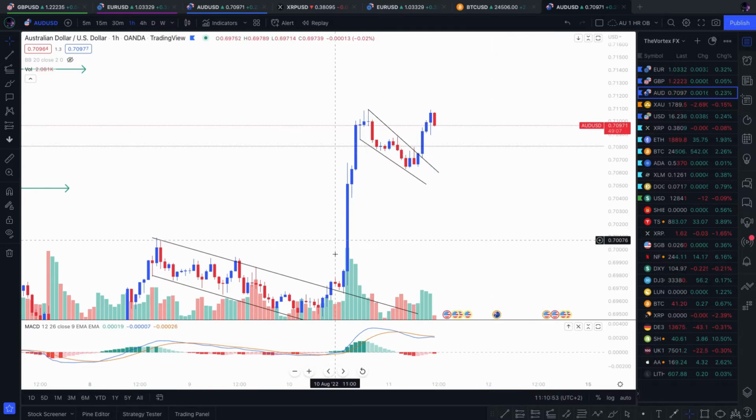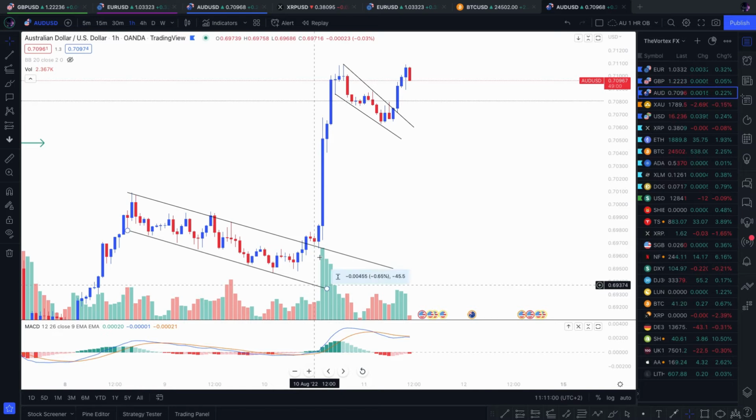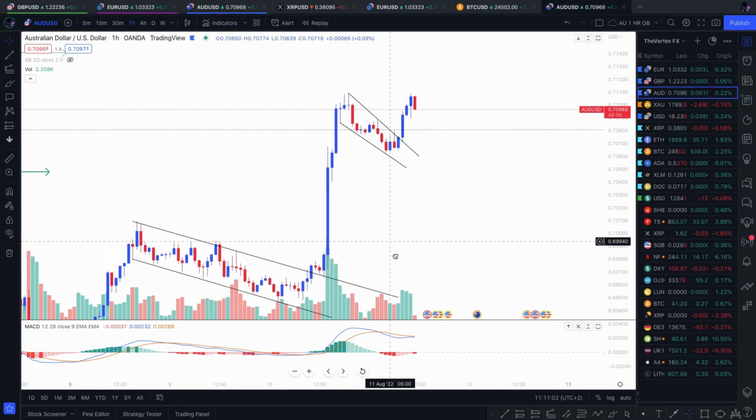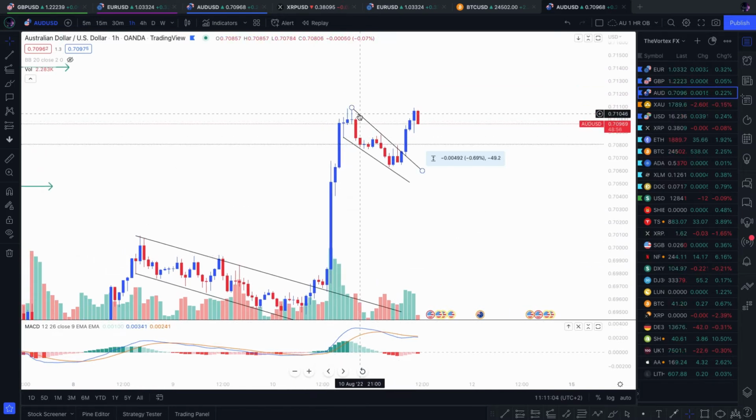So we can see this looks like pretty much a good flag, right? We have an impulsive move upwards. We have the volume to accompany it below. We then have price consolidating and cooling off. We have multiple taps on either side, at least 3, which confirms to us that it is a flag.